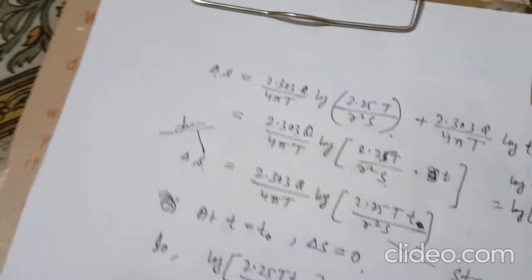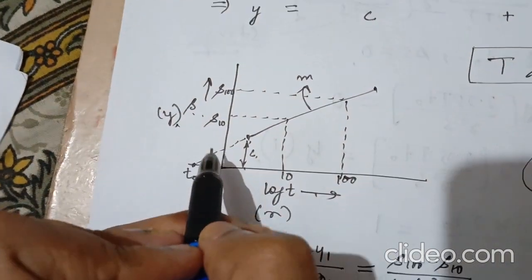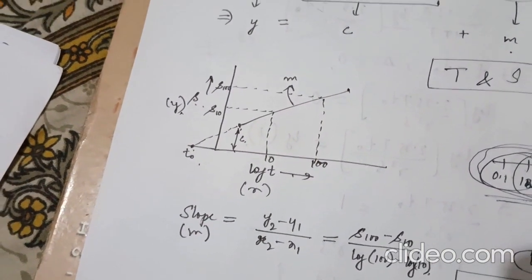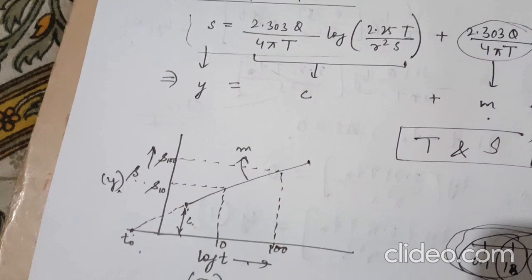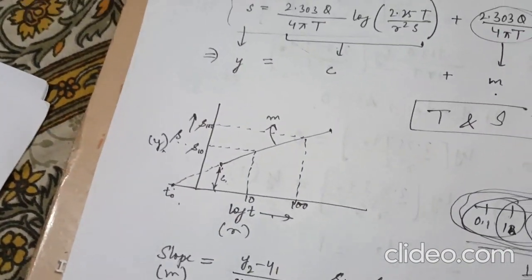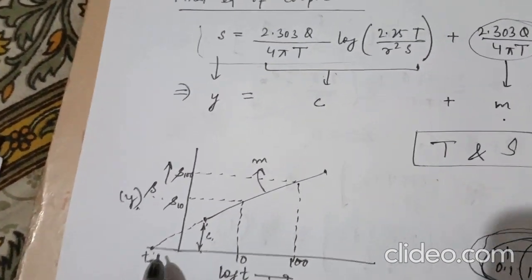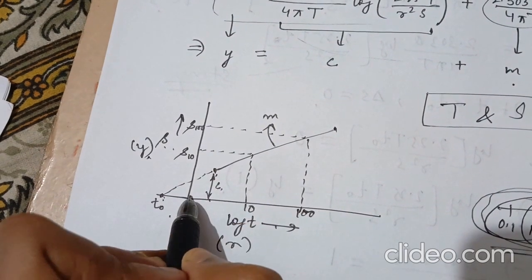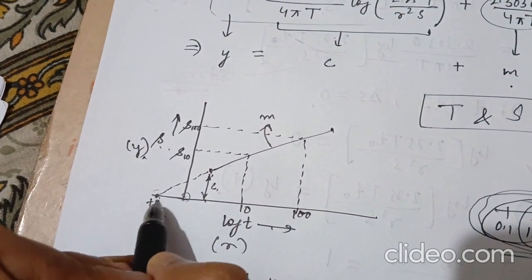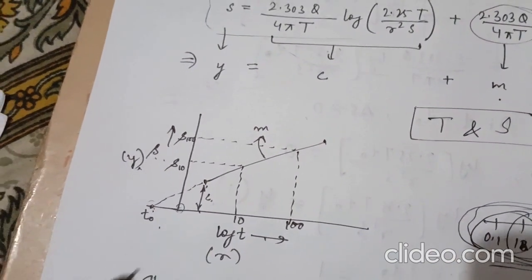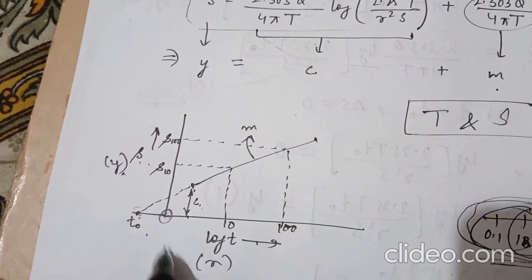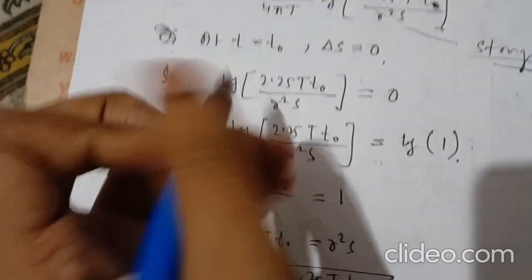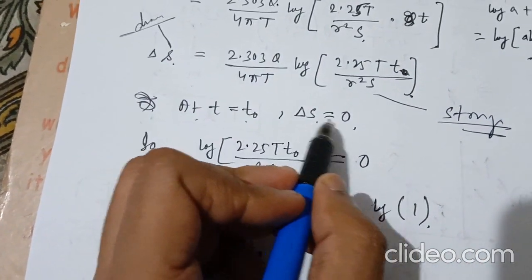Now we know that at t naught, that means at the initial moment when the pumping just started, there will be no drawdown. You can see in the graph also, if the line touches t equal to 0, then s becomes 0. We don't know the t naught value right now. So we know that del s becomes 0 here, at t equal to t naught, del s equal to 0.